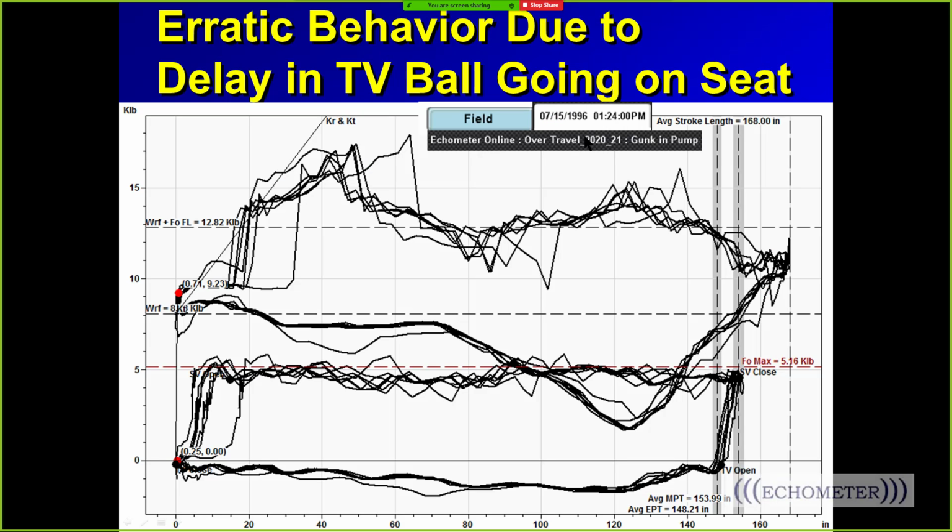Now this is the gunk in the pump, and I'm looking at the field view, and this is the data set that I'm looking at. You can look at the different strokes and select them and overlay them, and you can see how the impact is occurring.